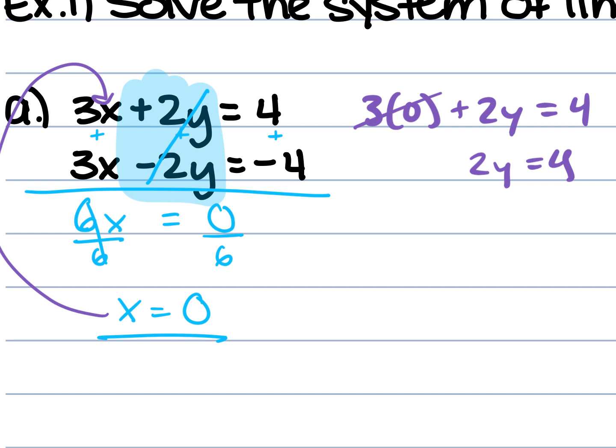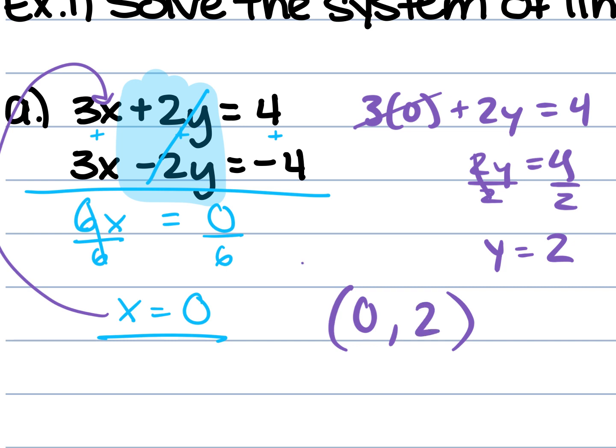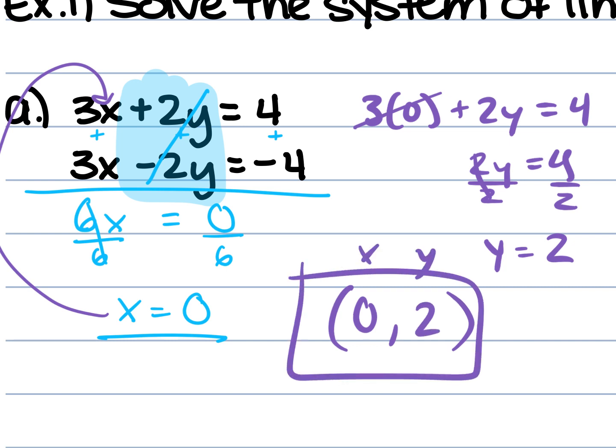Daniel, what would I do next? Divide by 2. So what does y equal? 2. Cody, how would I write my answer? 0 comma what? 2. Perfect. Remember, x always comes first.